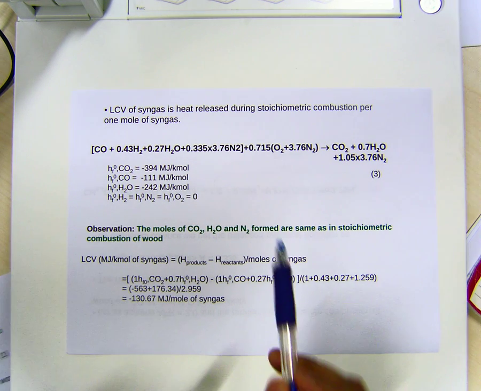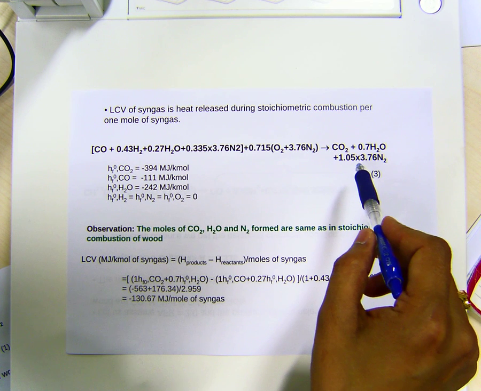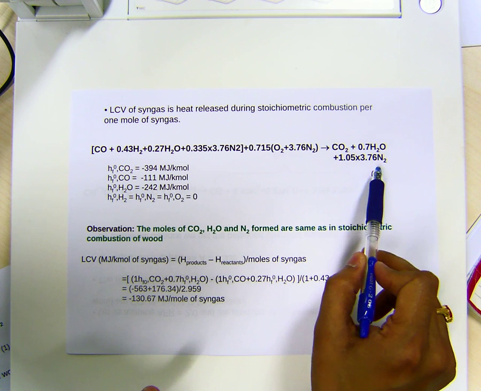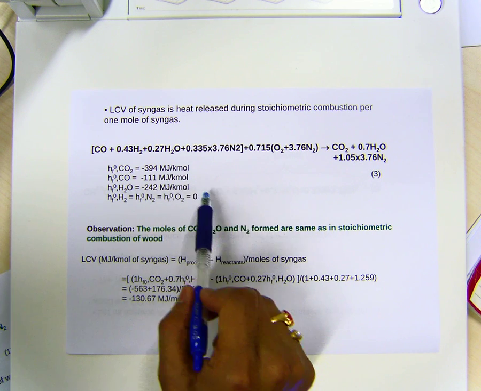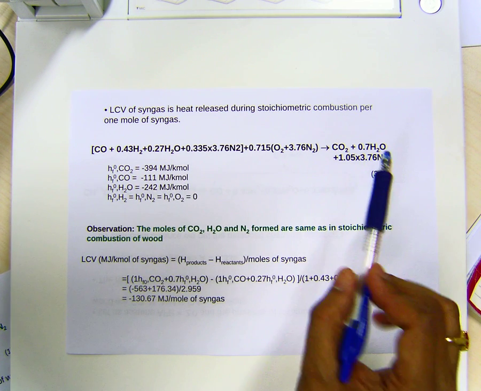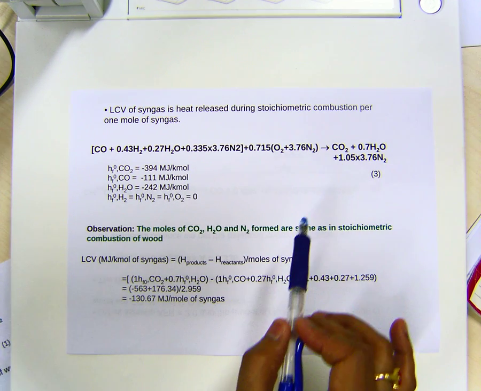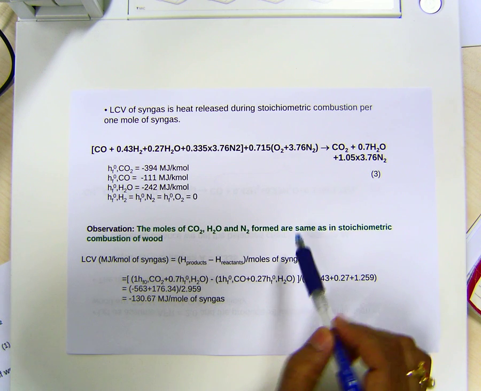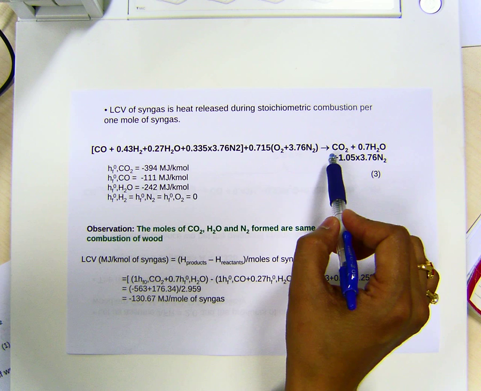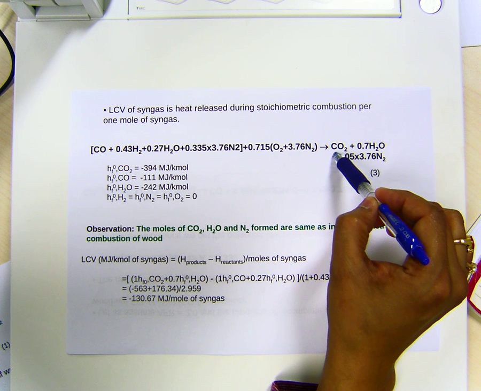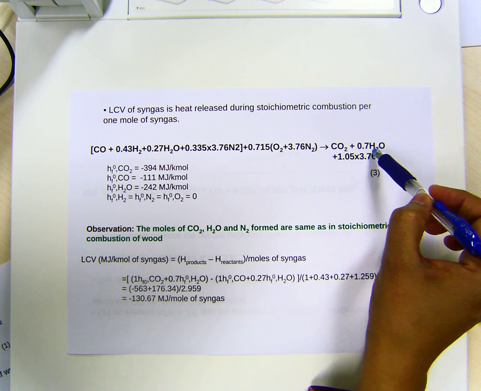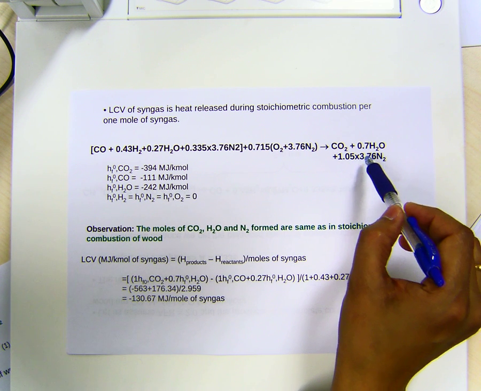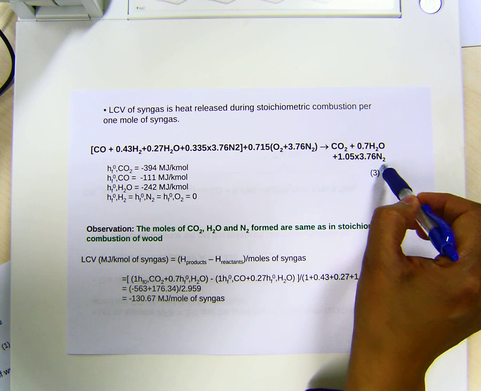One important observation is that the number of moles of CO2, H2O, and also nitrogen that we get from stoichiometric combustion of syngas are the same as the number of moles that we got in stoichiometric combustion of wood. In the stoichiometric combustion of wood also we got 1 mole of carbon dioxide, 0.7 moles of water, and 1.05 times 3.76 moles of nitrogen.